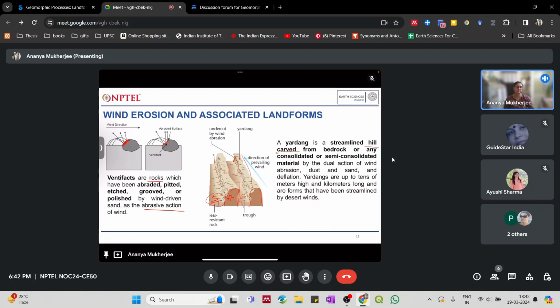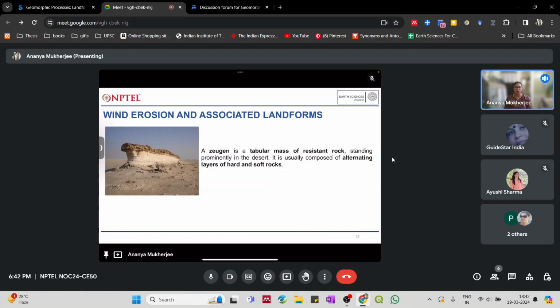They can go for kilometers long, and mostly they are shaped by the winds, and they form parallel to the wind direction. Now, the zeugen, as I gave you the example of the mushroom rock that we saw a few slides before, is also another such feature that is formed.